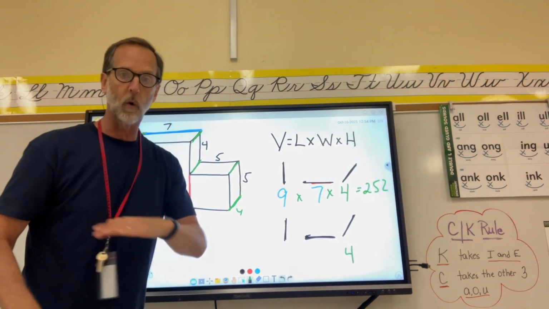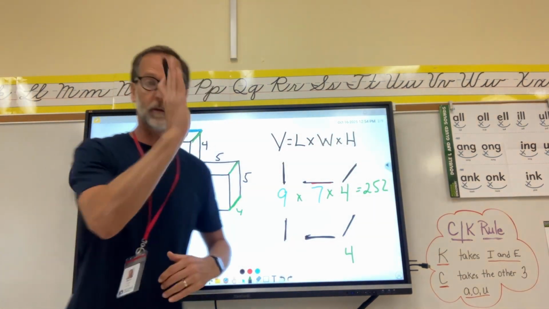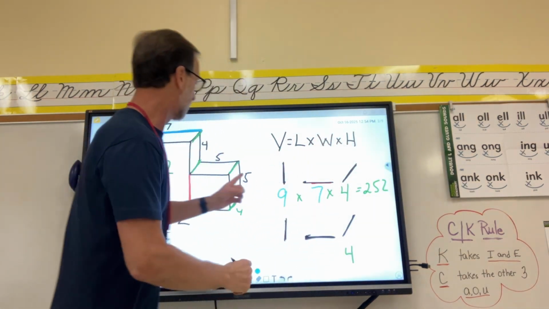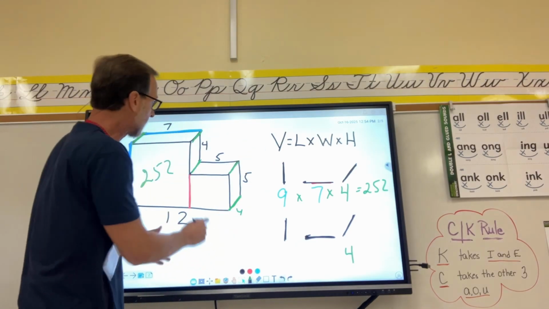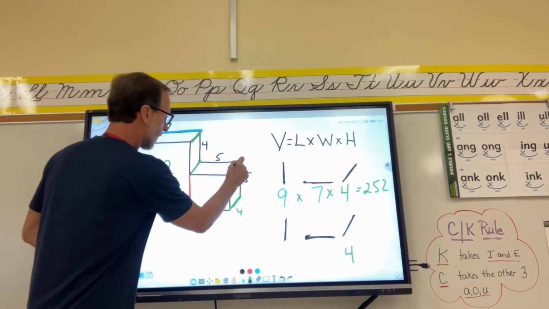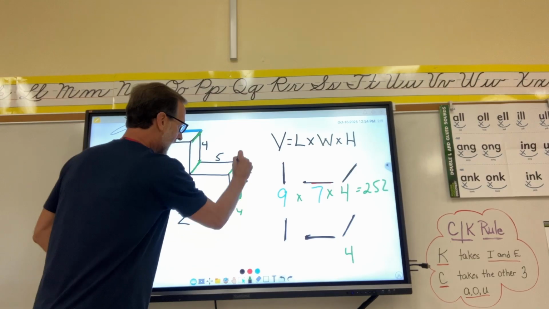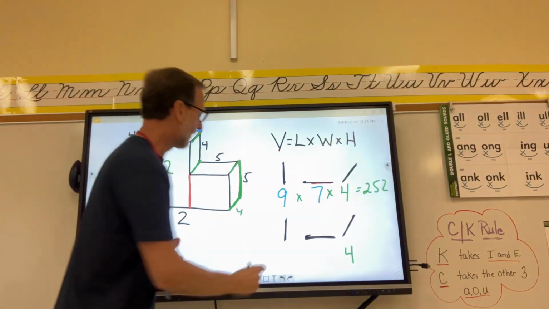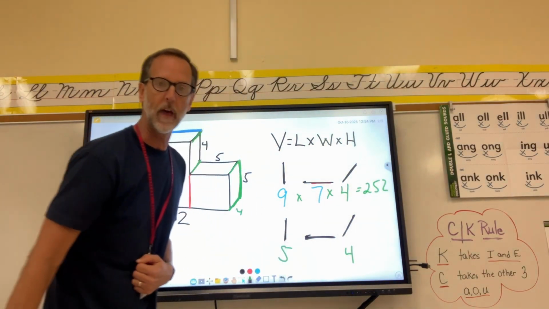So now let's look for the vertical side on this box. Now, you're going to look for the numbered sides. Where's the vertical side that's numbered? It's right here. This side is numbered, and it is 5. So I'm going to put a 5 under that one.